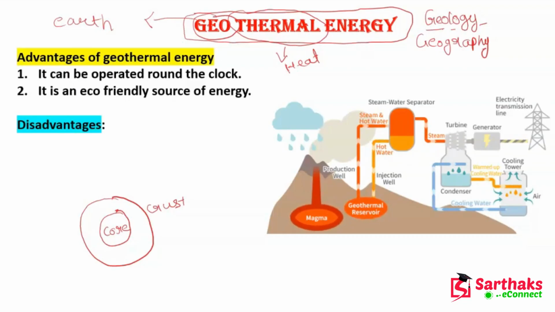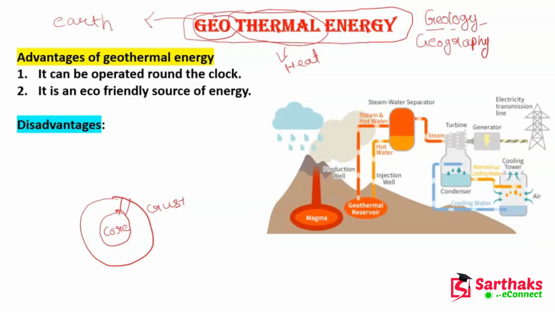There are some places where the outermost layer of the Earth is nearer to the core. At those places, the core is nearer to the crust, so the magma or molten rocks are nearer to the crust. Because I told you that this magma is so hot, we can use this heat energy.